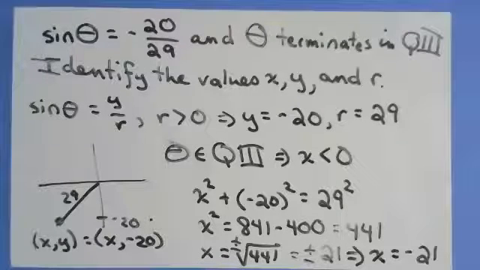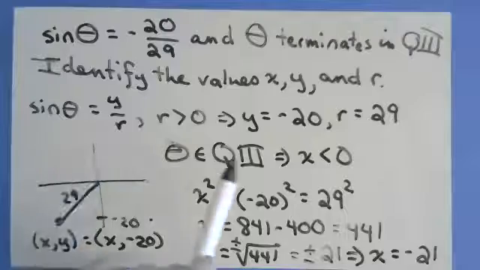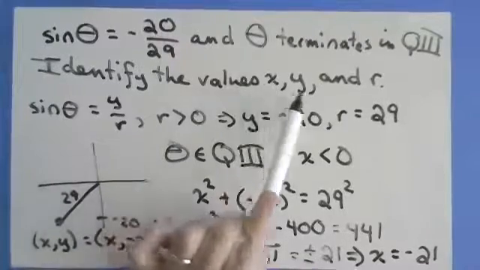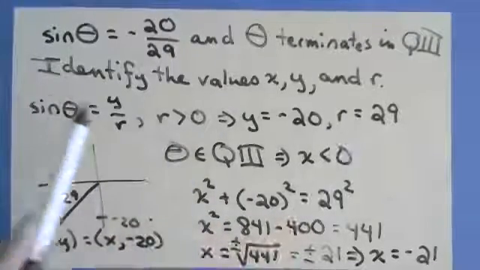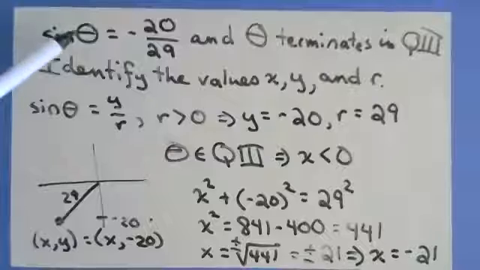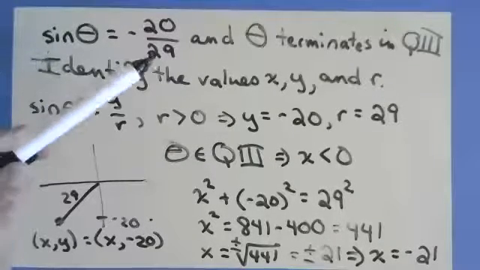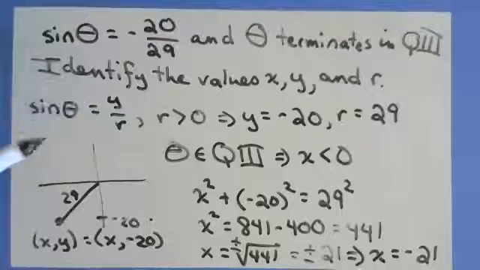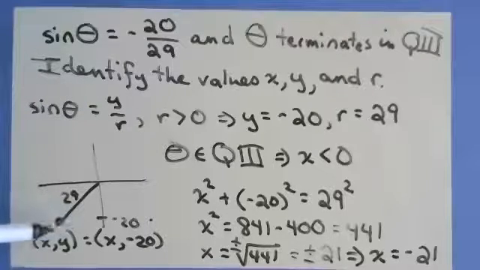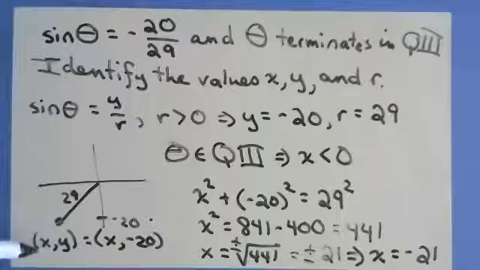So we have accomplished the first part of the problem. They're telling us to identify the values x, y, and r. We found y and r just from the ratio they gave us in sine. We use the fact that theta terminates in quadrant 3 to verify that we got the correct sign for y, and also to remind us that x also has to be negative.